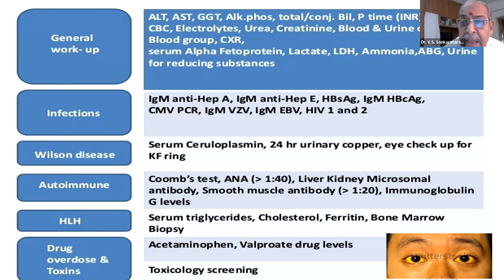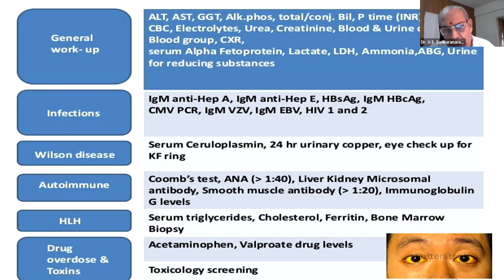Autoimmune suspicion is one which is always a challenge to gastroenterologists also. We do see a lot of cases now. We have managed them well in the long-term follow-up. You do Coombs test, ANA and smooth muscle antibody, which may be type 1. LKM is type 2, which is more common. They may come with liver disease, and IgG will be very high in these people. Extra hepatic manifestations may be there. HLH is a little rare. You can do serum triglycerides, cholesterol, ferritin, bone marrow biopsy, etc.